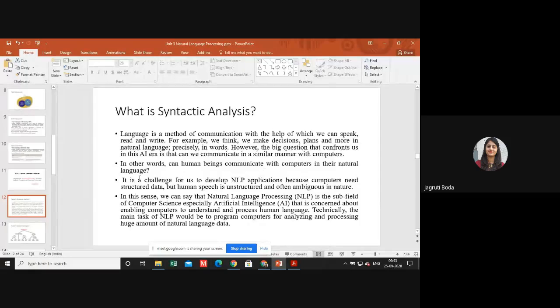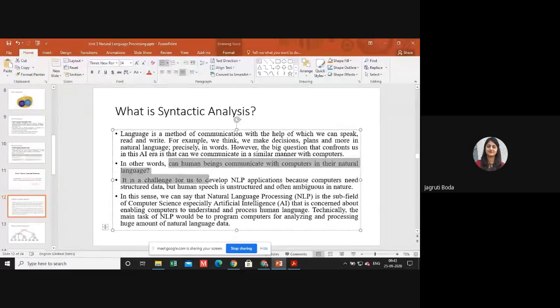So this is your question. Can human beings communicate with a computer in natural language? It is a challenge. Yes, we can communicate with a computer in our language, but the challenge is that computers need structured data, but human speech is unstructured data and often ambiguous in nature. One by one we will see what the challenges in NLP applications are, and what ambiguous and unstructured data are.